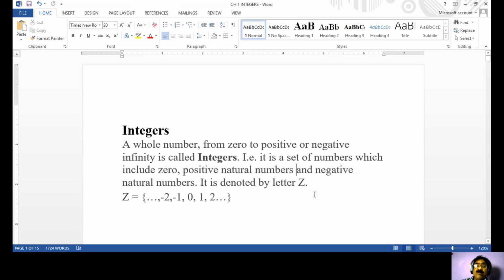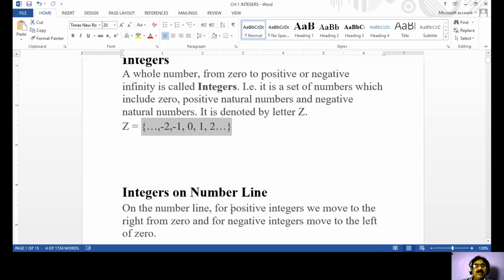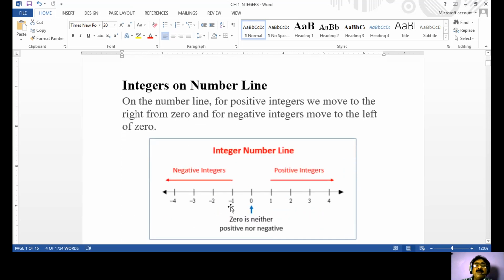Students, we always denote integers by the letter Z. Z is equal to the set of numbers in which 0, 1, 2 and so on, and on the left-hand side -1, -2 and so on. Now, integers on the number line.